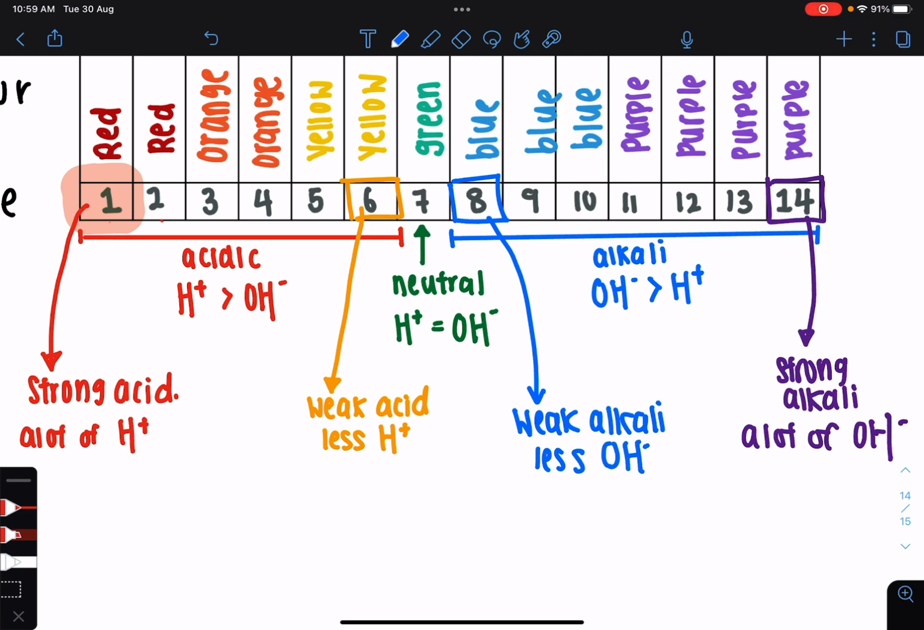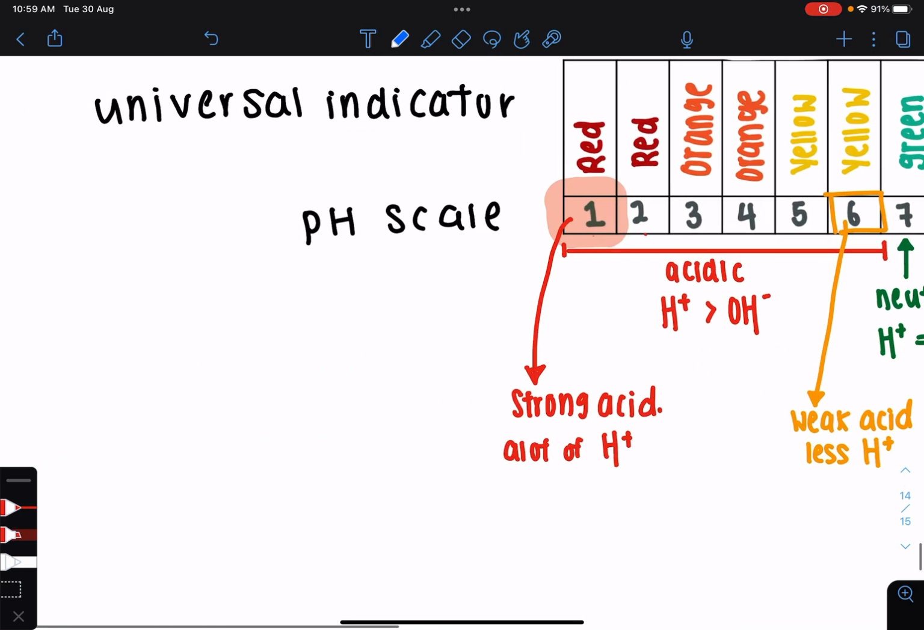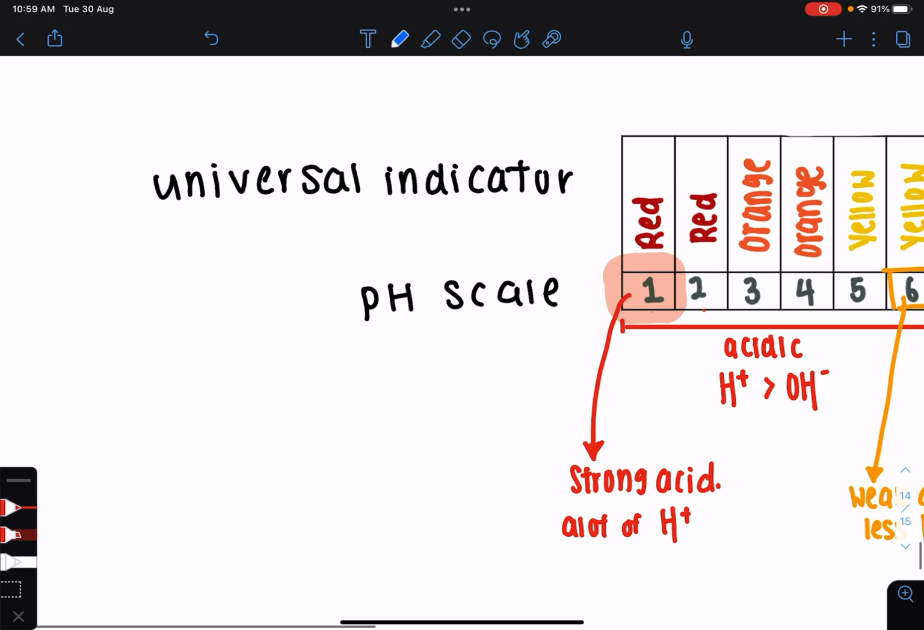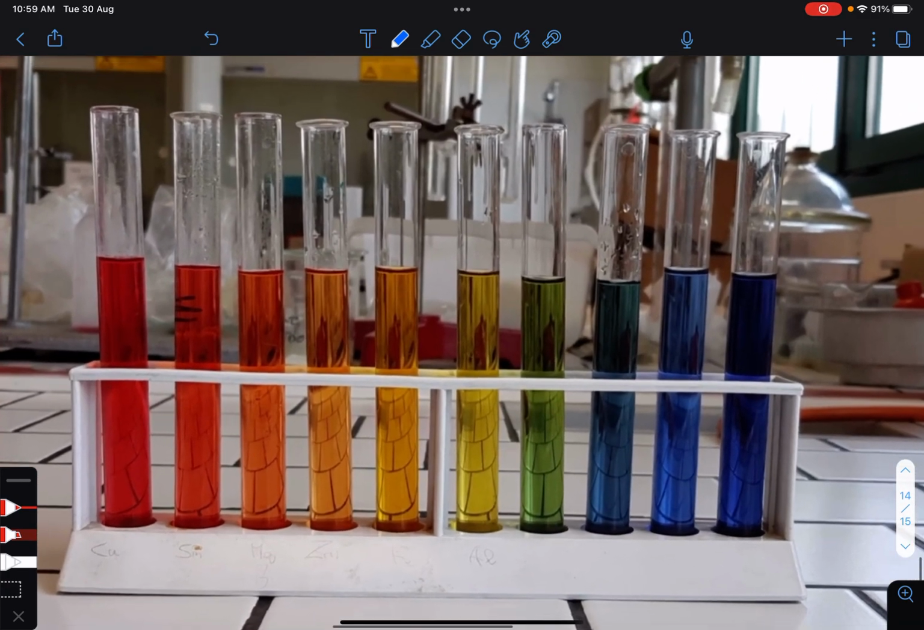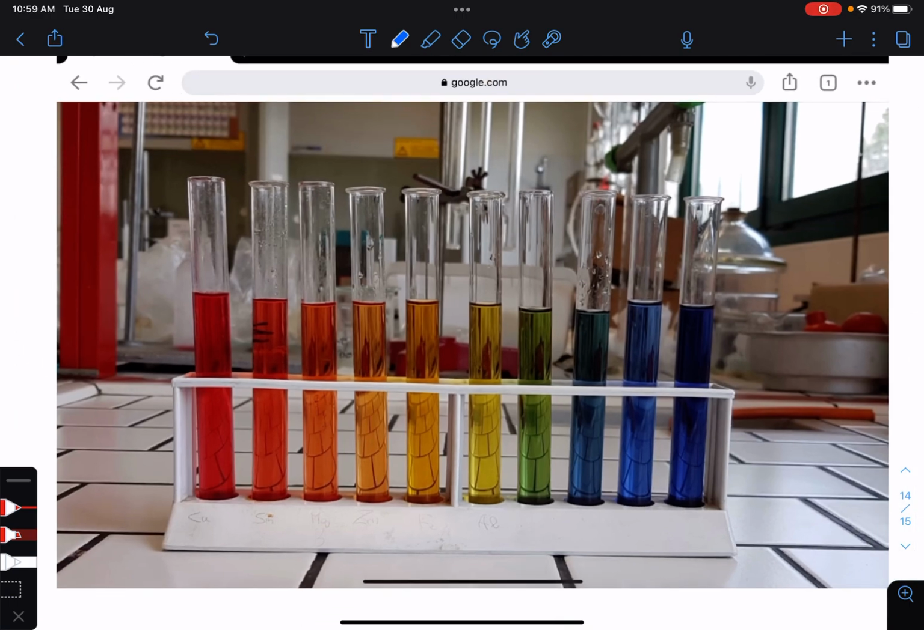So in reality, these are the numbers, but if I give you a clear solution, you wouldn't know what the pH is. So that's why we come to the universal indicator. The universal indicator is a solution that will change color when it is put in solutions of different pH levels. For example, this is what you can observe in the lab. If you have different solutions over here, and you want to know how acidic or how alkali they are, you can just drop 2 drops of universal indicator and the solution will change color immediately.